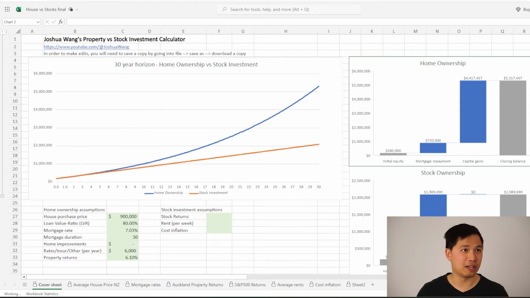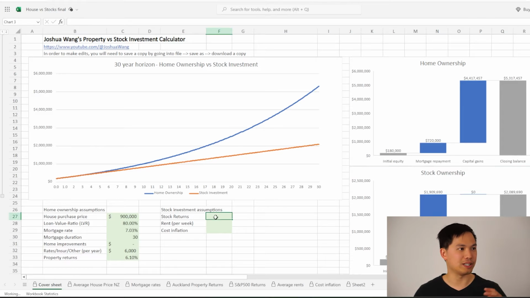And on the right over here, we have a waterfall chart showing how much the initial equity is, our mortgage repayment, capital gains over 30 years, and our closing balance of 5.3 million. All right, but we haven't entered the assumptions for stock ownership yet, so it's not complete yet. Let's take a look at stock returns.